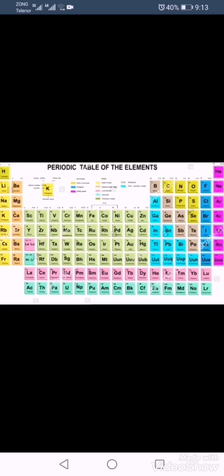Okay, the periodic table is made of groups and periods. If we move from left to right, we call it a period. If we move from top to bottom, we call these groups. In the periodic table there are 7 periods and 18 groups. Clear?